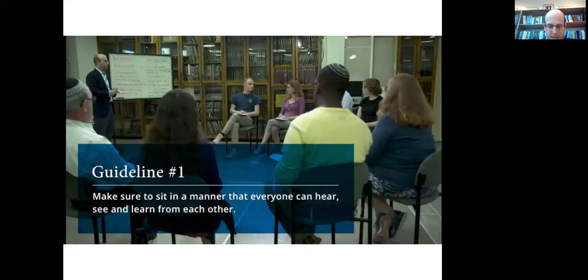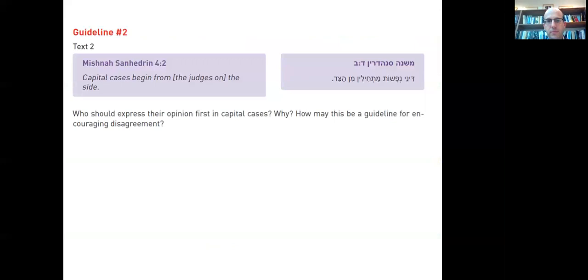So the first guideline: make sure to sit in a manner that everyone can hear and see and learn from one another, okay? This is a pretty straightforward, simple one. And I'm going to move forward so we get to the more complicated ones, okay? And you'll let me know if there's any chats that people would like to add.